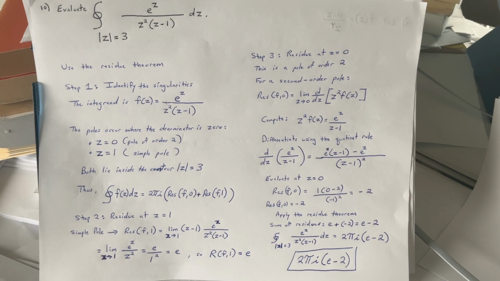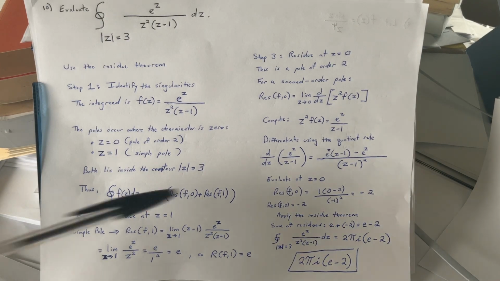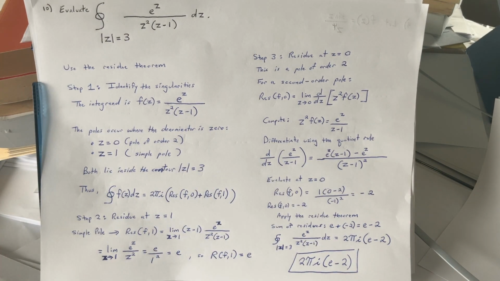Now we're going to differentiate that with respect to z. Use the quotient rule, and you get e to the z times the quantity z minus 1, minus e to the z, over z minus 1 squared. Now we evaluate at 0 to get the residue of f at 0, and when you substitute, that becomes negative 2 for the residue.